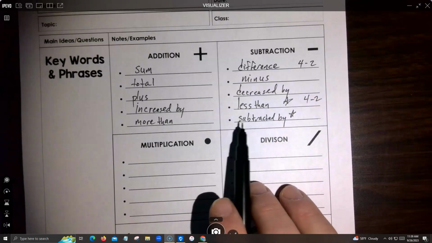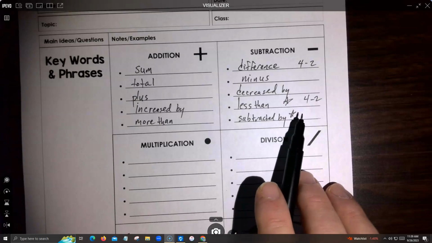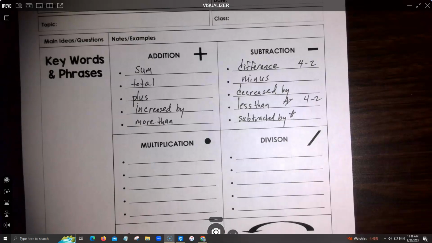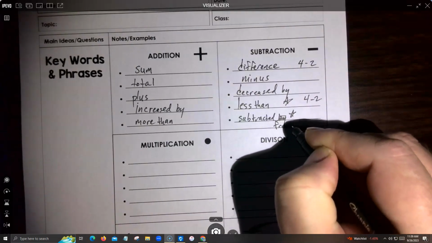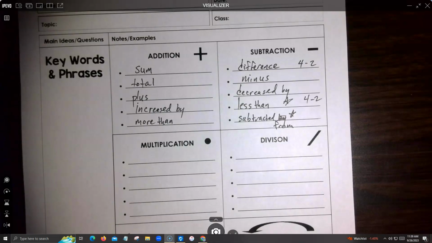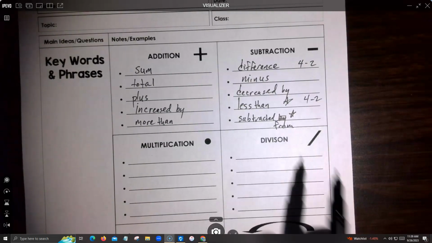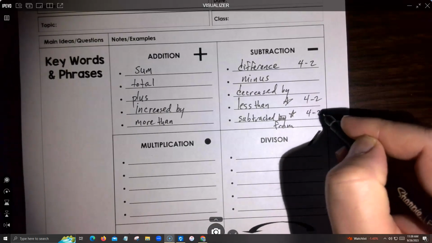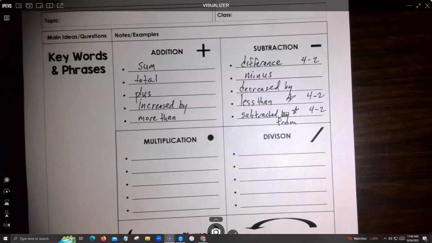Subtracted from. Sorry, I meant to put from here, not by. 2 subtracted from 4 is still 4 minus 2. So it's backwards, kind of reversed. We call that a turnaround phrase, which we'll talk about in a little bit. All right, let's go to multiplication.